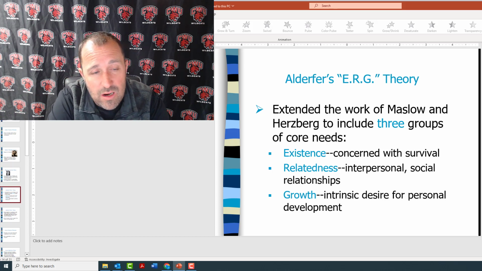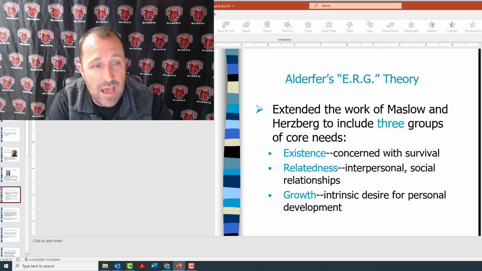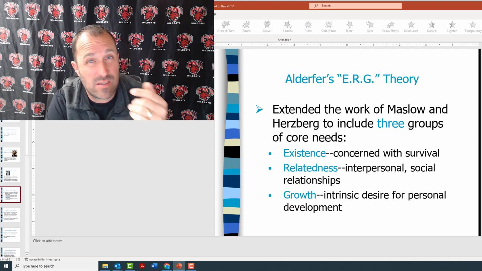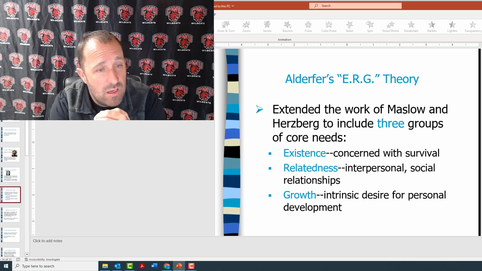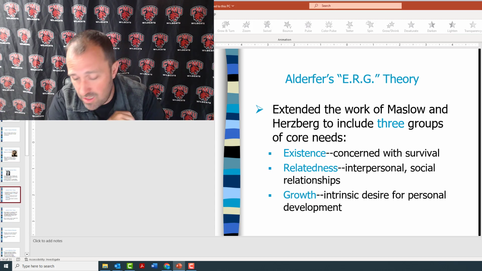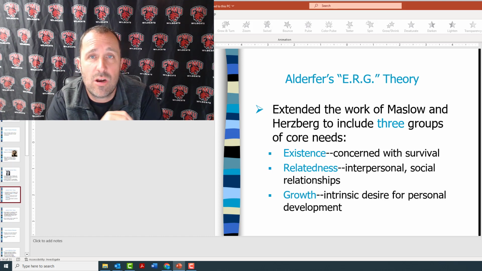An argument here is if somebody has their existence needs met, and yeah, they may have some growth in their personal life, but they're not connected to people, we get this a lot post-COVID, not connected to other people, loneliness, then they're going to be suffering. So ultimately, all three are optimal. But once your existence and relatedness needs are met, then we focus more on growth.